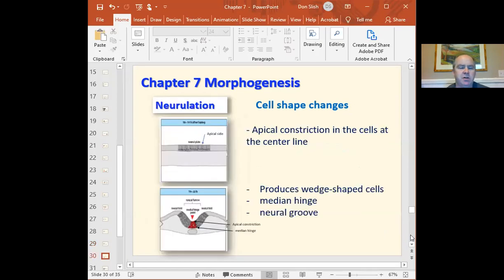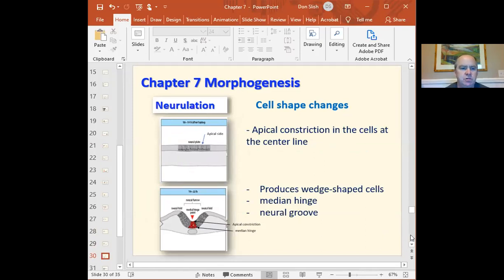Oh, and this I talked about earlier when we did neurulation. This is cell changes, again, because of apical constriction. So this is neurulation. Here are your neural plate cells. The ones at the very center undergo apical constriction. So the top part of the cells gets small, the bottom stays big, so you get a wedge-shaped cell. That brings the sides up. So now you've got this neural groove.